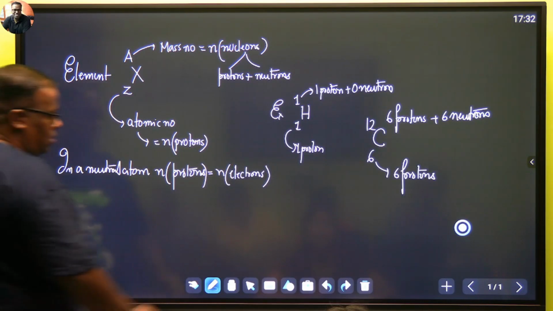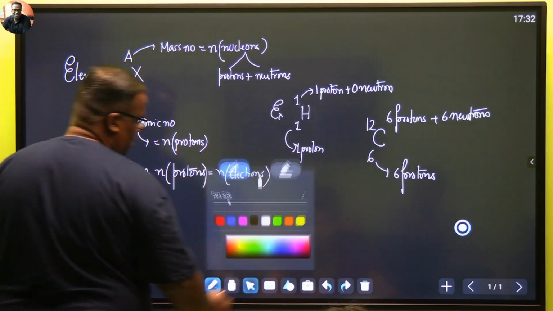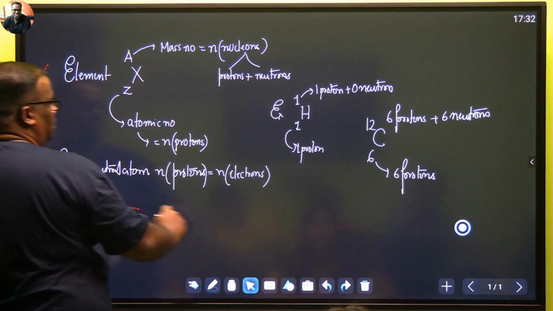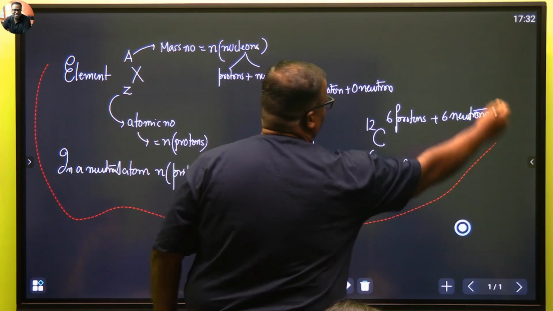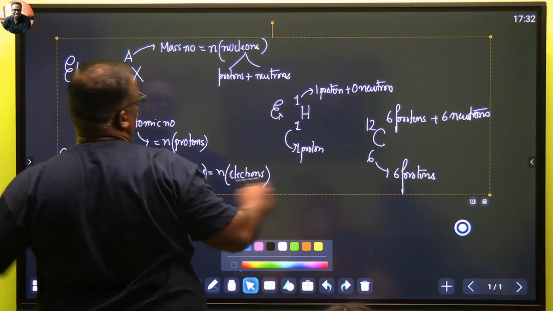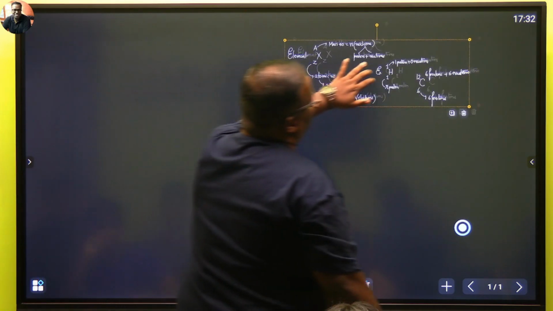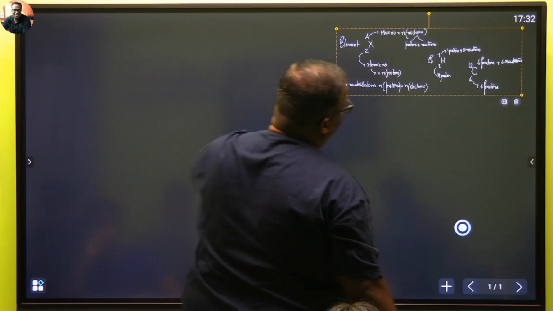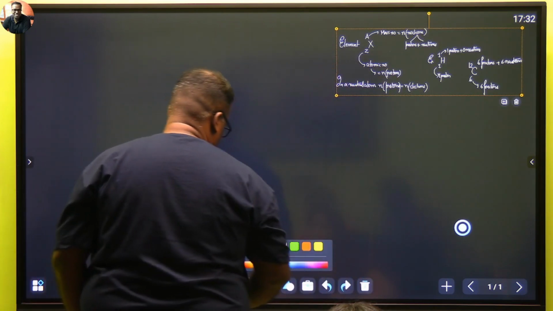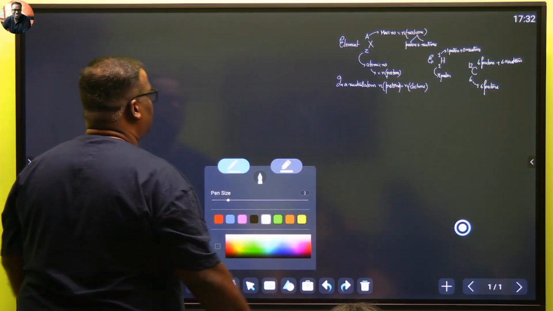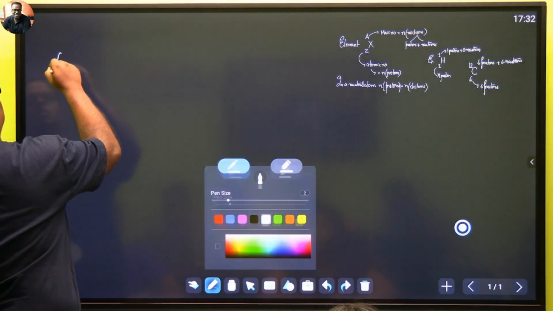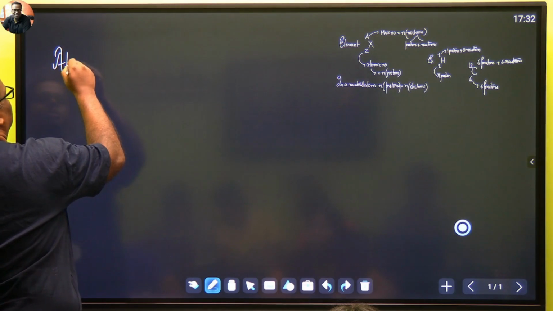Now, this is something that we should be very clear about, and this gives us the concept of protons, neutrons, mass number, and atomic number. Further, what we study is something called atomic mass.